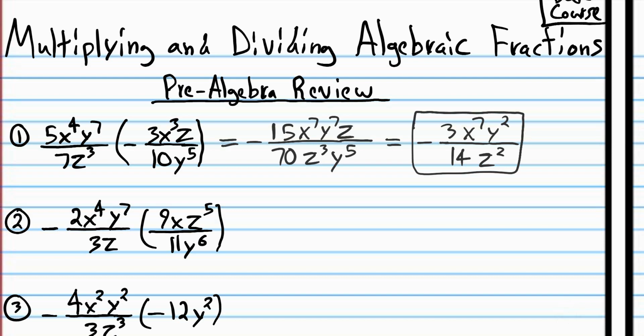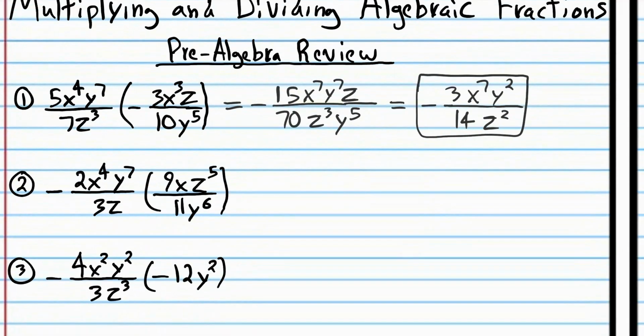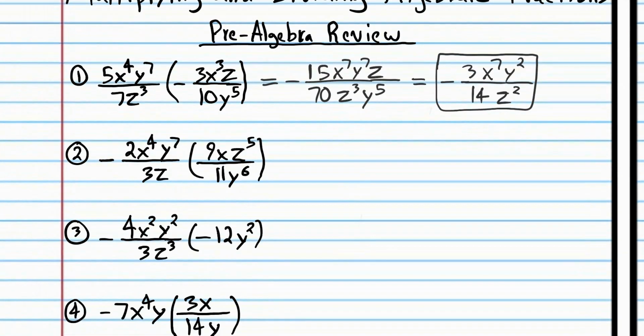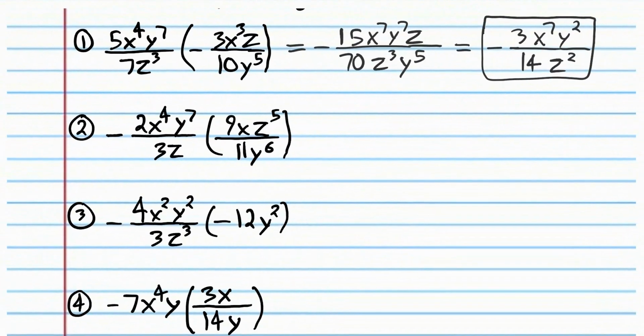So why did the z's end up in the bottom? Because there's more z's in the bottom than on the top. And why did the y's end up on the top? Because there's more y's in the top than the bottom. So again, that's just a pre-algebra review. So why don't you try number 2, and when you come back we'll do it together.